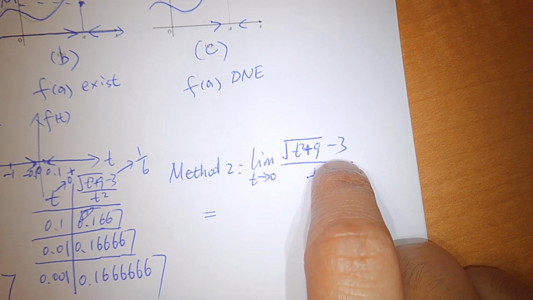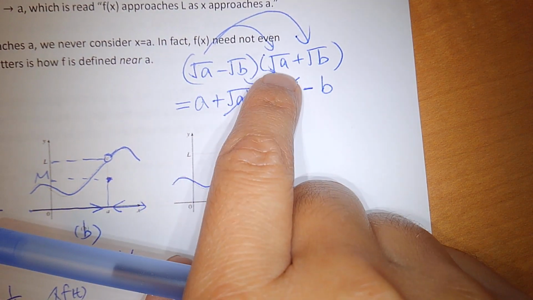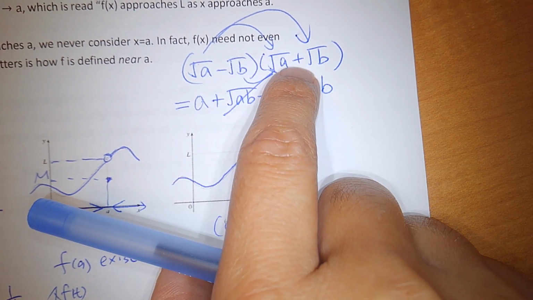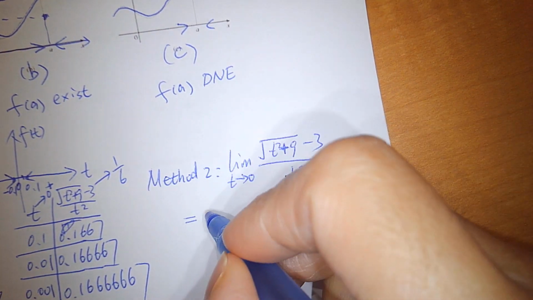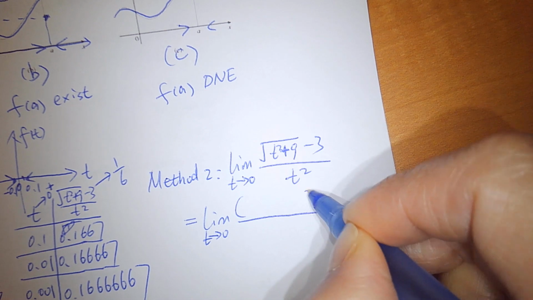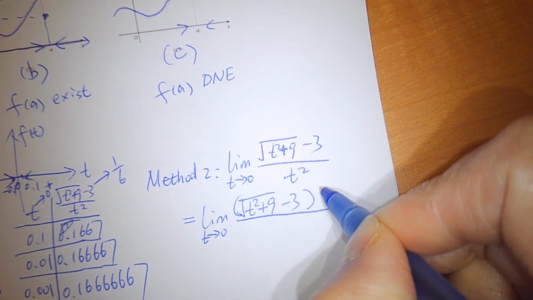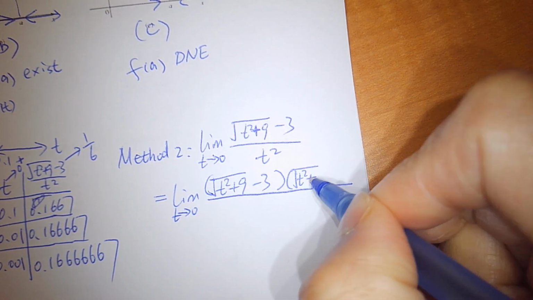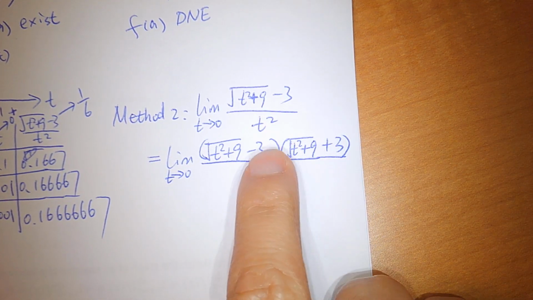Can we? Okay. So what's the difference between the conjugates? It is the same expression, okay? One is minus and the other one is plus. So we're going to multiply the numerator, which is square root of t squared plus 9 minus 3, by its conjugate. What is the conjugate? Square root of t squared plus 9 plus 3. Okay, so we multiply the conjugate to the top.